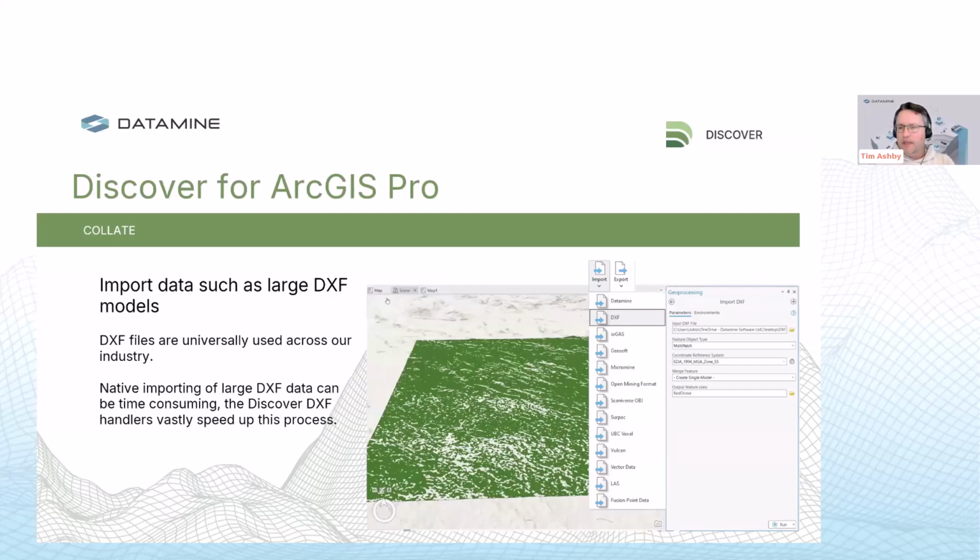Now, in ArcGIS Pro, for instance, there's a DXF importer, but it's quite slow to import the data. So as a product, we look at these sorts of issues and create our own solutions for them. We have a DXF importer, which is a universally used file format. If you've got a multi-gigabyte one, we allow that to come in at a fairly quick pace, whereas natively it can be quite slow. So when we have customer needs like this, we do find solutions for them.